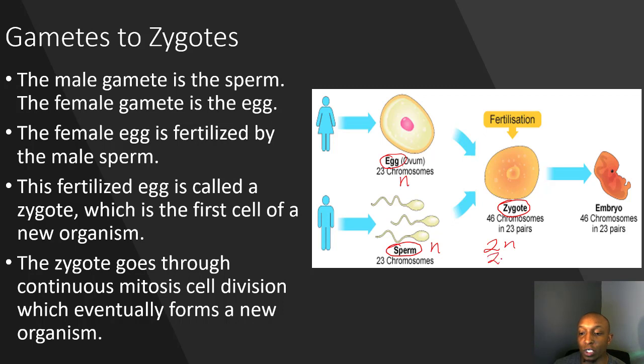And remember, what we're looking at is a pair of chromosomes coming from mom, chromosomes coming from dad, and that's what we end up getting. That's why we end up getting those 46 chromosomes. And then after the zygote undergoes continuous mitosis, then we eventually have an embryo that is formed.